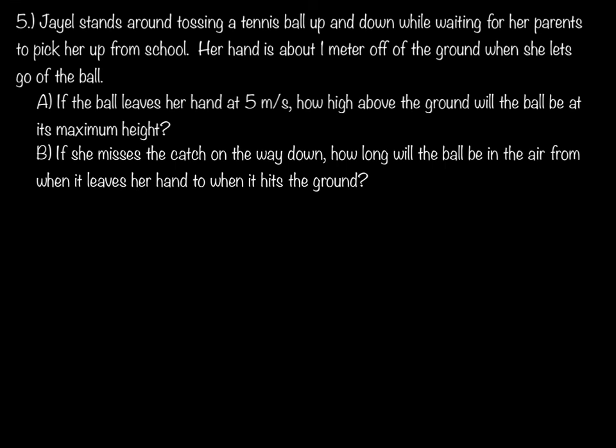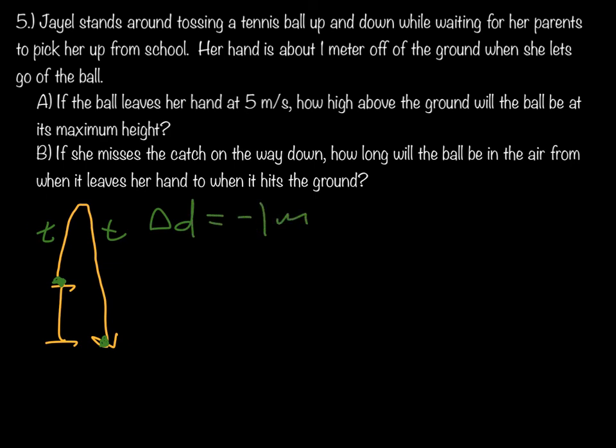Now part B seems a little bit complicated, but it's really not. If she misses the catch on the way down, how long will the ball be in the air from when it leaves her hand to when it leaves the ground? So let's think about the situation. First off, the ball starts out 1 meter above the ground. It's going to go up and come back down. So we want to know the time it takes to go up and back down, or simply the time it takes to go from here to here, which means my delta D is negative 1, because it starts 1 meter above the ground and ends at 0, so it's going down.